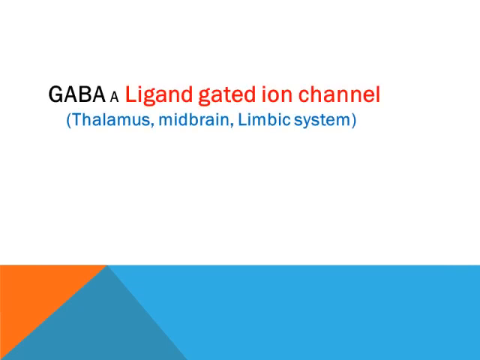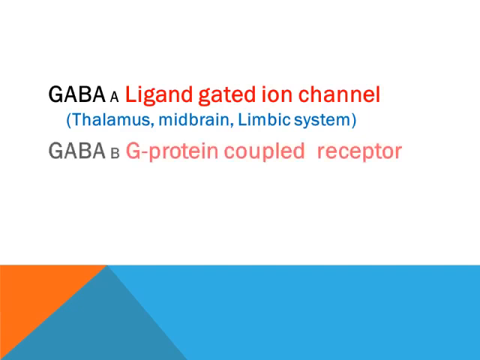GABA A receptor is a ligand-gated ion channel, and it is also known as an ionotropic receptor. Its main locations are the thalamus, midbrain, the region of ascending reticular formation, and the limbic system, most important. And the amygdala is the main region of it.